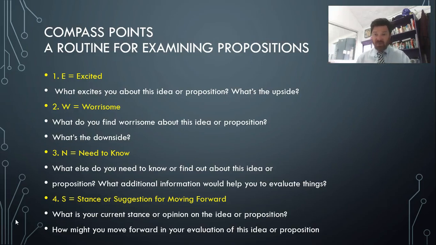W is what they're worried about. Maybe they can share that they're not confident with essay skills, or they're not good at using quotes. N, need to know, what they think they need to know or get out of the text. And S, stance or suggestion moving forward, what they need to do to really improve in that. So I think that's a really good fun one to use. It gets the students thinking about the text and involved in the text, and gets them moving around the room and really starting to talk.